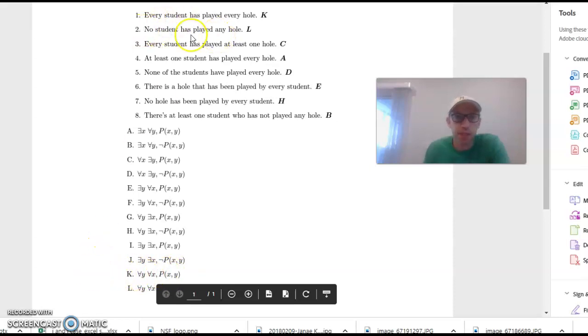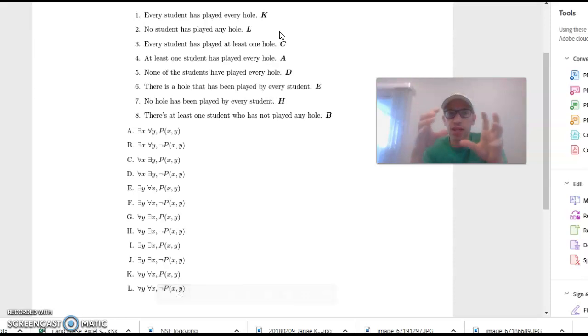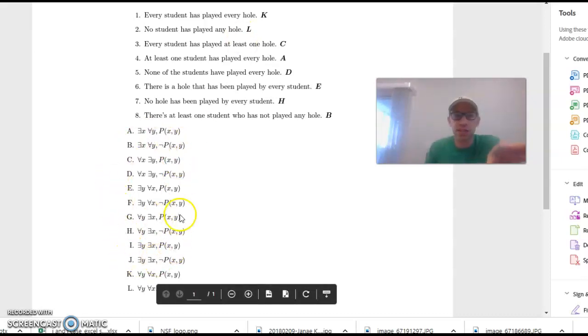Second one, no student has played any hole. So what I try to do is toy around with the English a little bit until it's in a format of there exists and a for every, and then the predicate. I try to basically get it into this order because English doesn't necessarily always follow that natural order. So no student has played any hole.